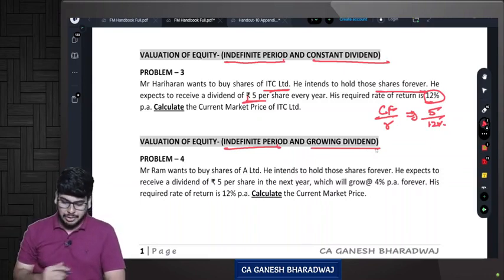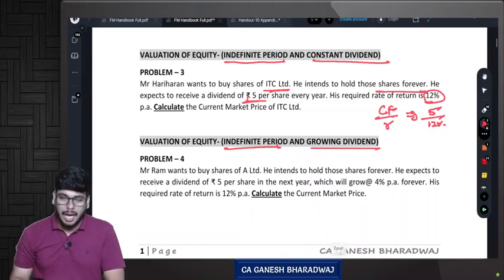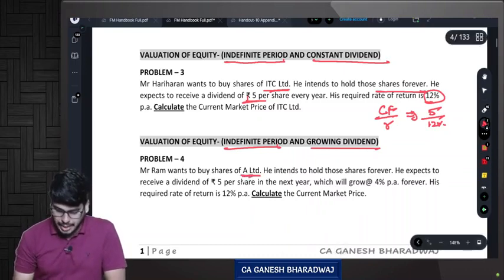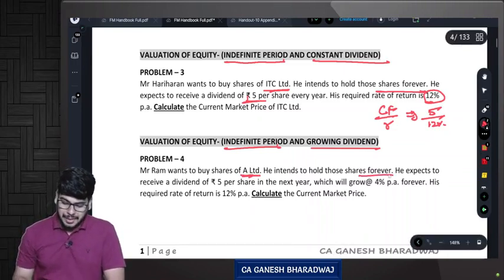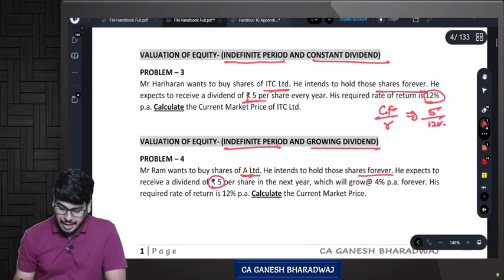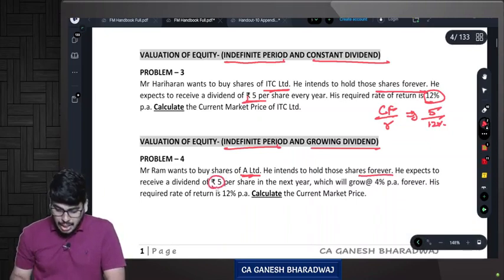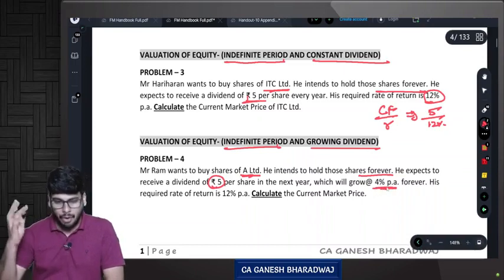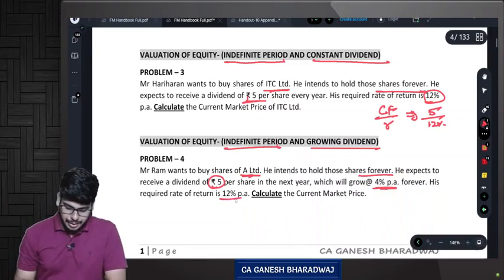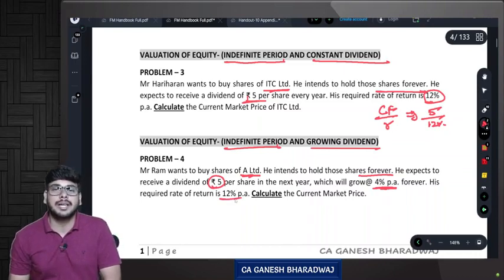Indefinite period, infinite period with a growth rate every year. Right. So now let's go to the next question, which is question number 4. Mr. Ram wants to buy shares of A Limited. He intends to hold these shares forever. He expects to receive a dividend of rupees 5 per share in the next year, which will grow at the rate of 4% per annum forever. His required rate of return is 12%. Calculate the current market price.